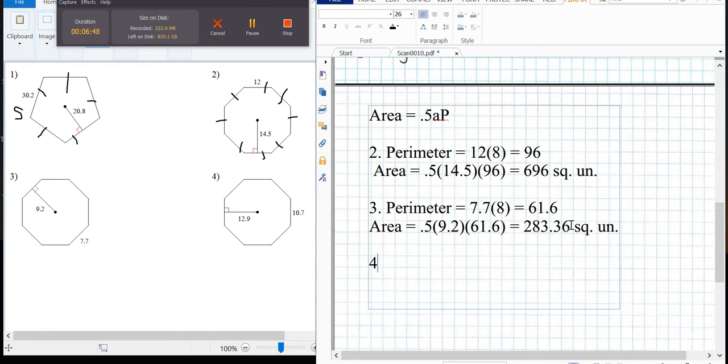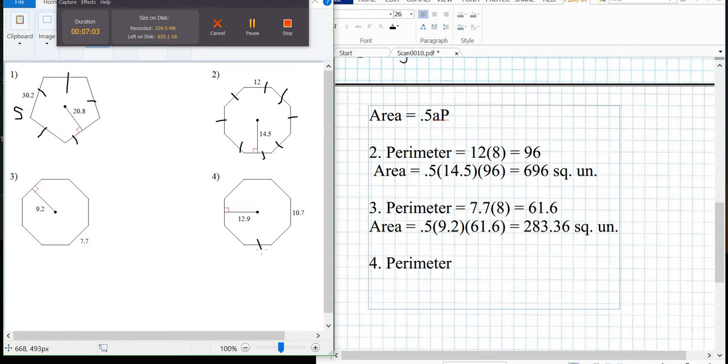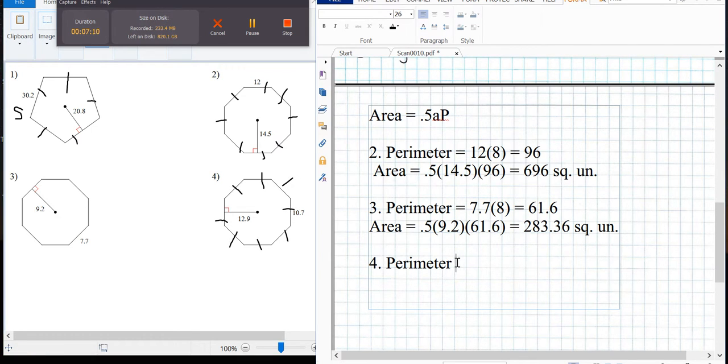Okay, last problem, number 4. I think we're getting the hang of this, how to use the apothem in relation to a shape's perimeter and finding the area. Okay, so how many sides do we have here? 1, 2, 3, 4, 5, 6, 7, 8. 8 sides, another octagon. So we'll have to do the side length, 10.7 times 8. Go ahead and solve that.